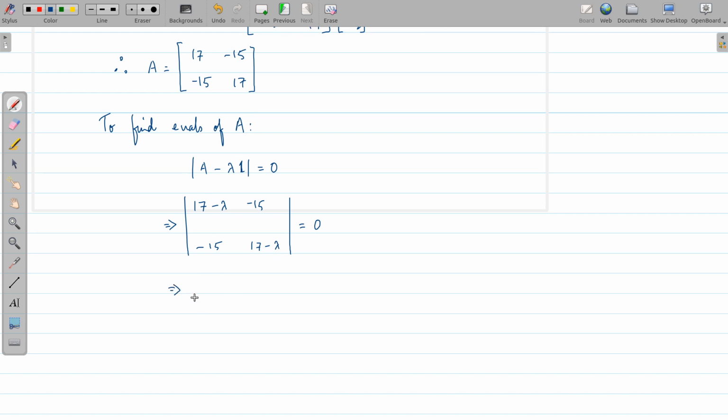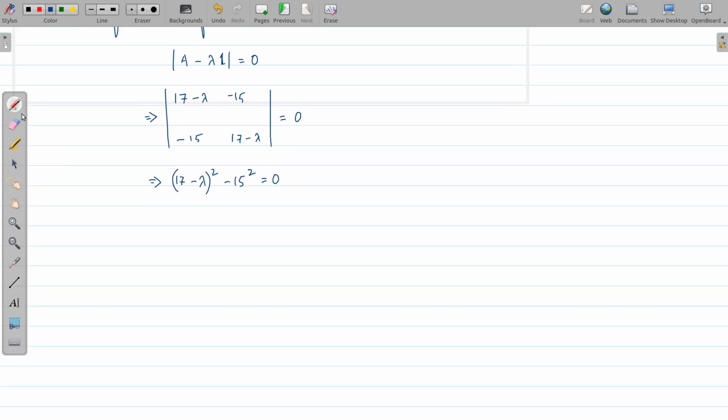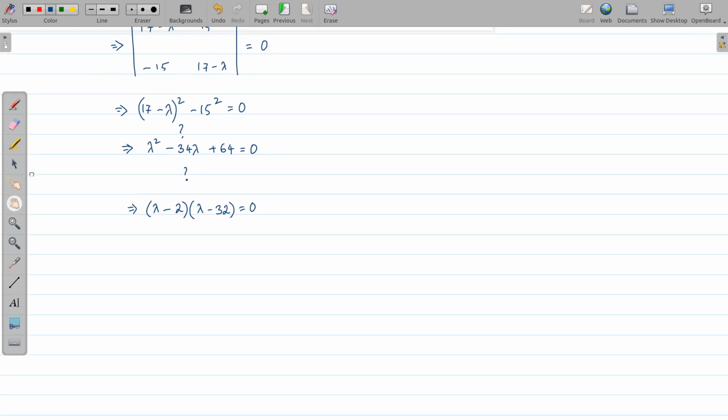So from here, when we work this out, this is going to give us (17 minus lambda) whole squared minus 15 squared is equal to 0. You can open this up and simplify it, and I'll leave this to you. You will get something like lambda squared minus 34 lambda plus 64 is equal to 0. The steps in between, please do yourself, and then you can factorize this, and it is equal to (lambda minus 2) into (lambda minus 32) is equal to 0.